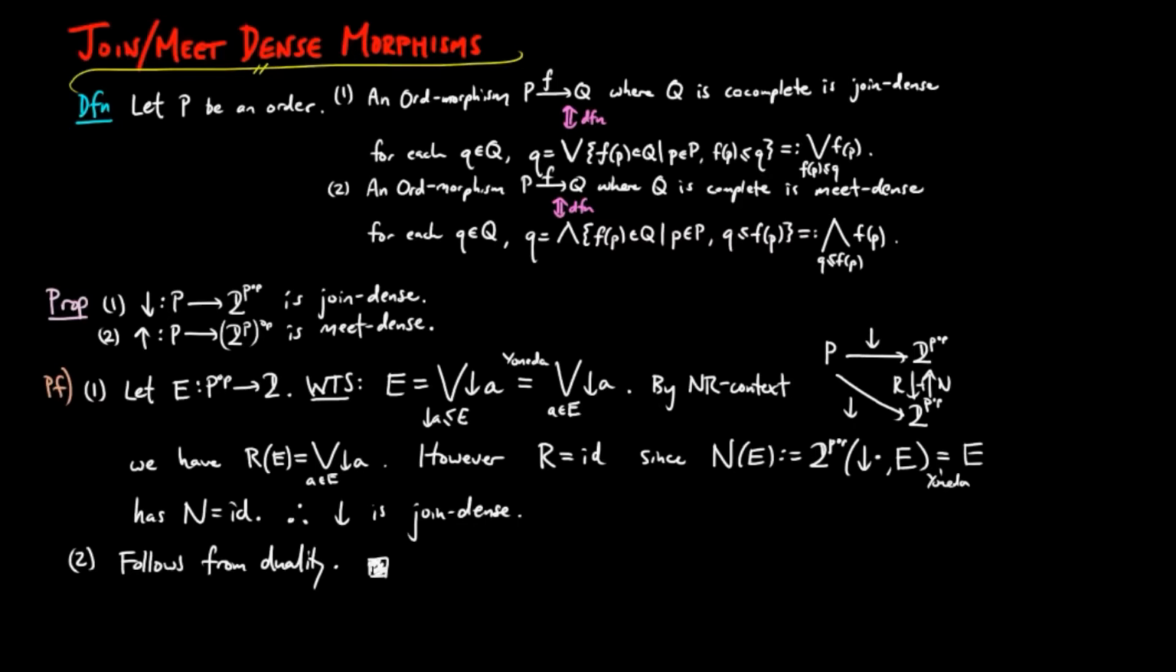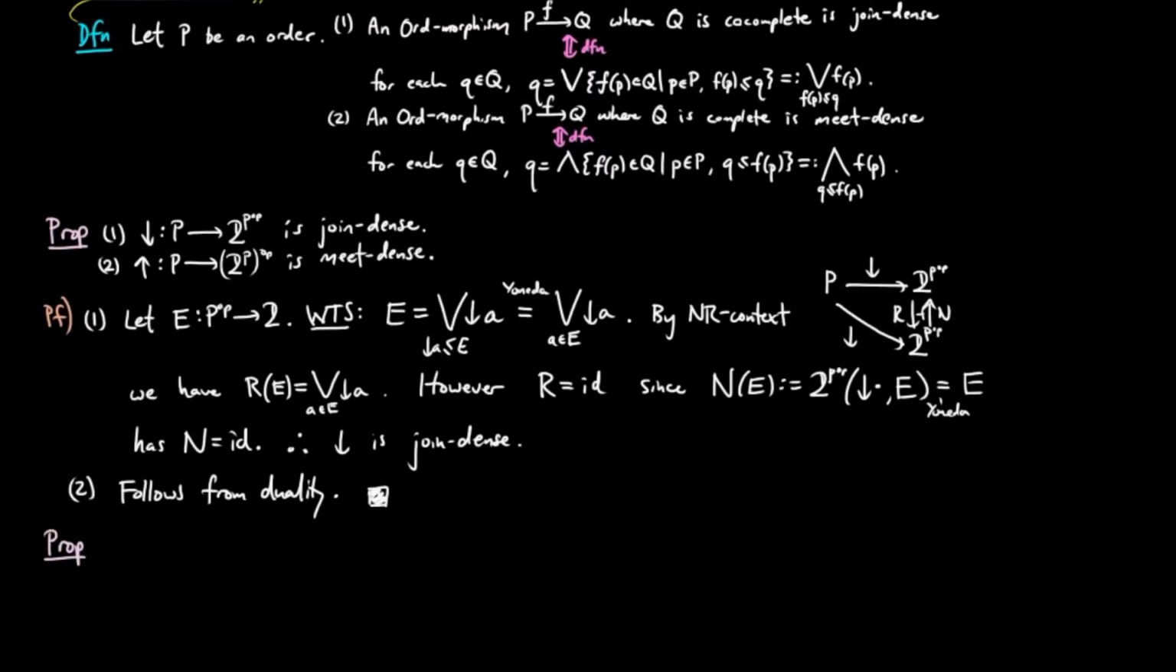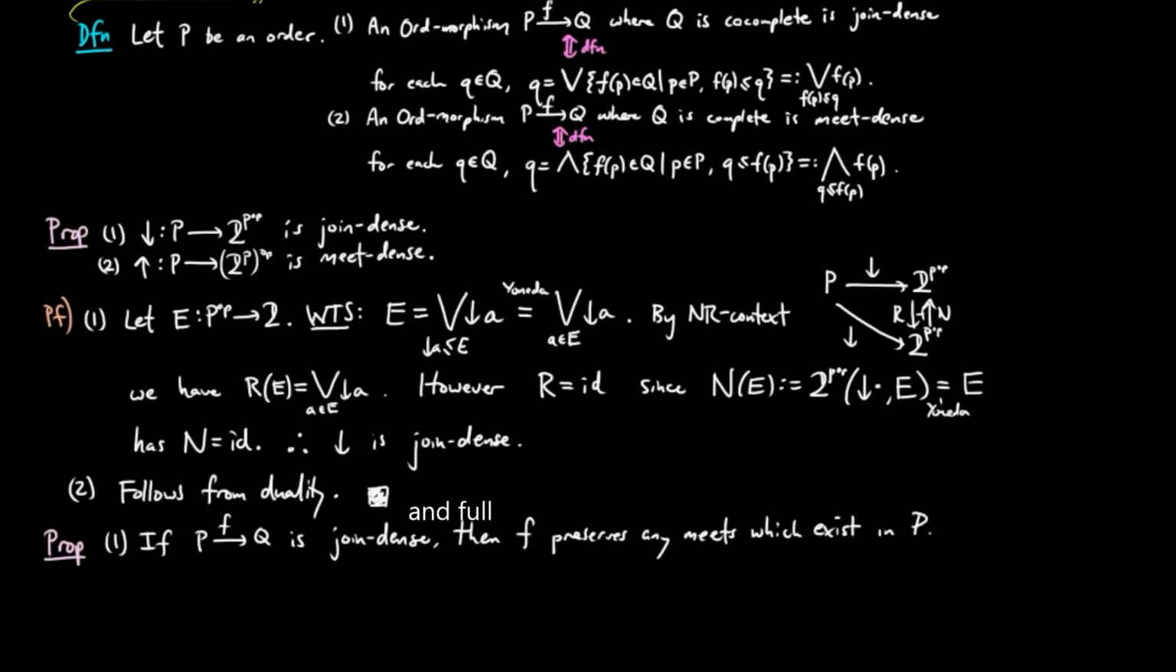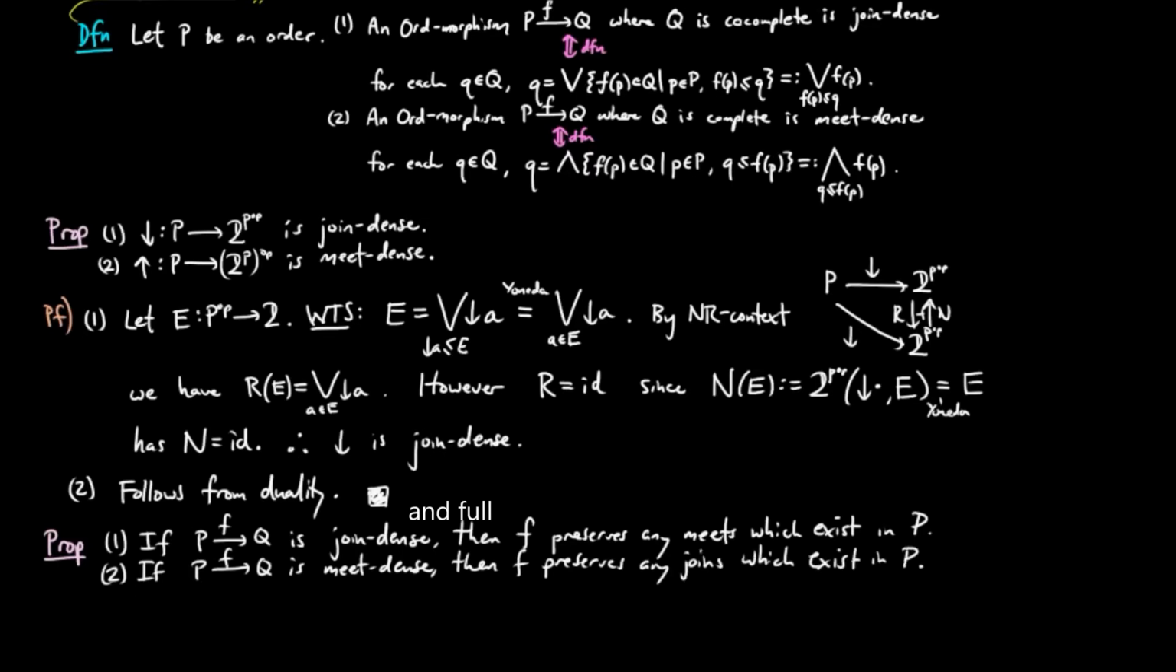We also have the following result concerning join and meet dense morphisms. 1. If F is join dense and full, then F preserves any meets which exist in P. And 2. If F is meet dense and full, then F preserves any joins which exist in P. For the proof of 1, let p be equal to the meet of x_i for some set I in P. We want to show F(p) is equal to the meet of F(x_i) in Q.